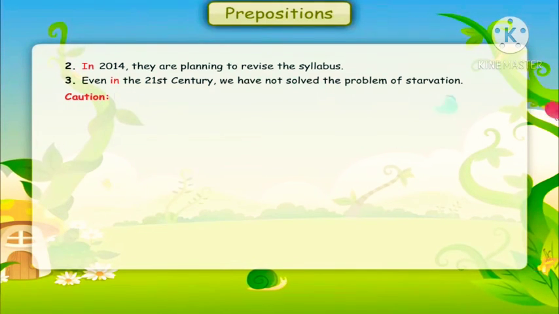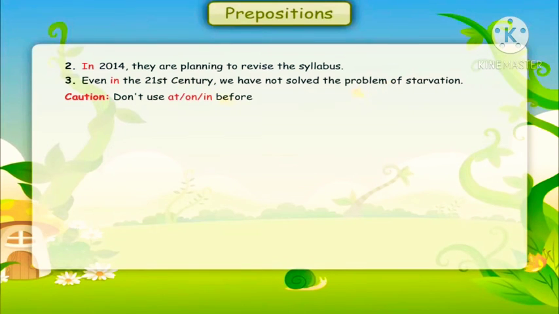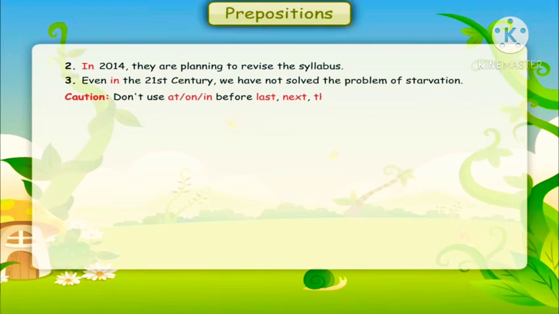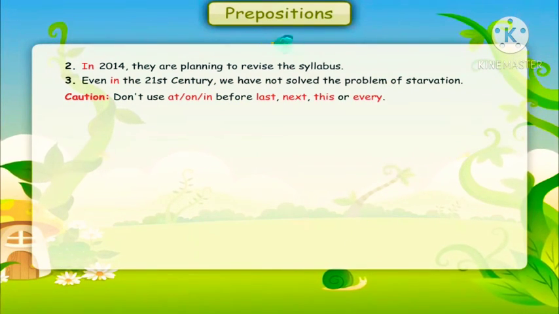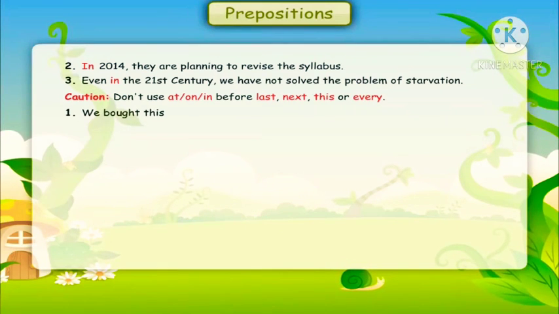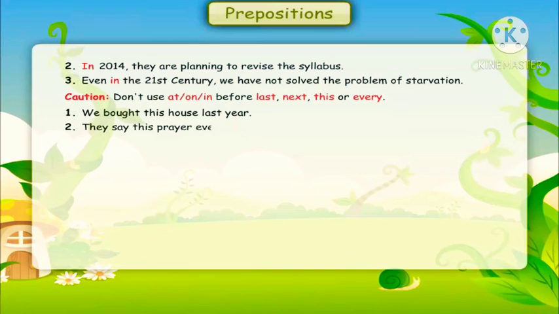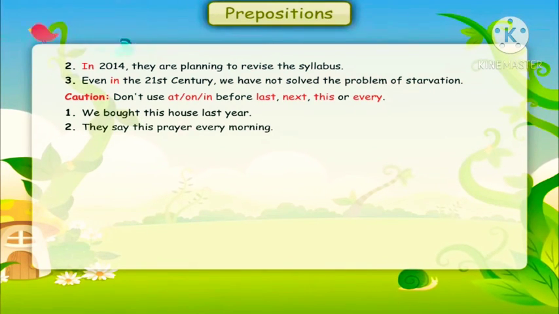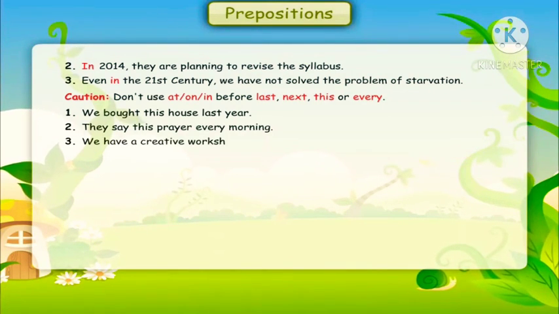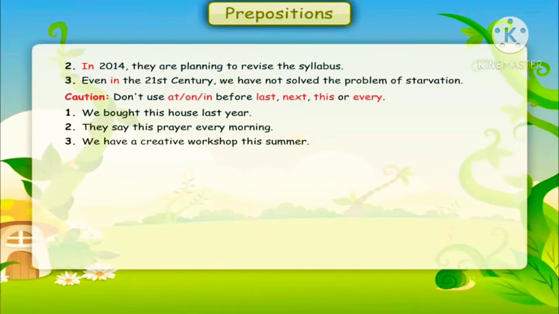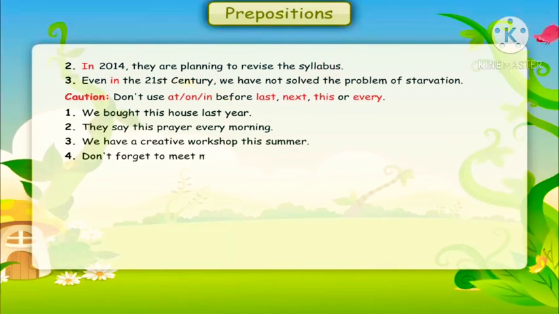Caution: don't use at or on or in before last, next, this or every. We bought this house last year. They say this prayer every morning. We have a creative workshop this summer. Don't forget to meet me next week.